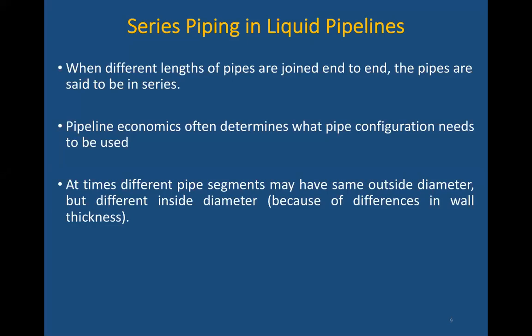So when different lengths of pipes are joined end to end, the pipes are said to be in series. Pipeline economics often determines what pipe configuration needs to be used, and we will discuss pipeline economics in a class based on the diameter. At times, different pipe segments may have the same outside diameter but different inside diameter because of the wall thickness.